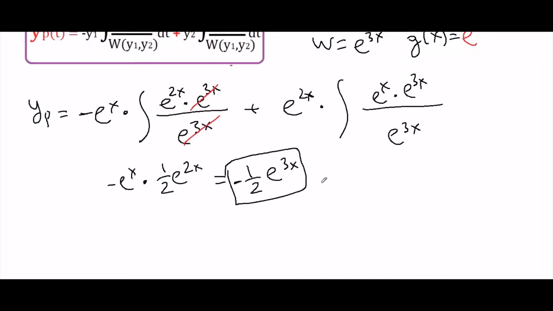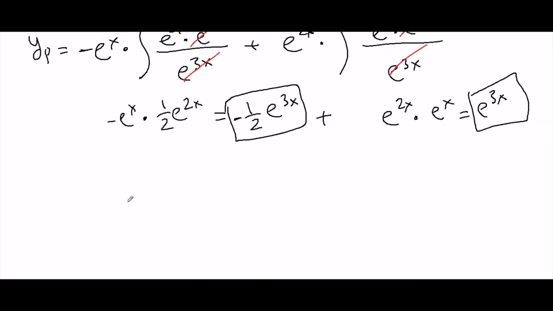Now we're going to do the right hand side. This cancels. The integral of e to the x is e to the x, and we multiply it with e to the 2x. So we obtain e to the 3x. Now we're going to add these two up. Negative 1/2 e to the 3x plus e to the 3x makes 1/2 e to the 3x.